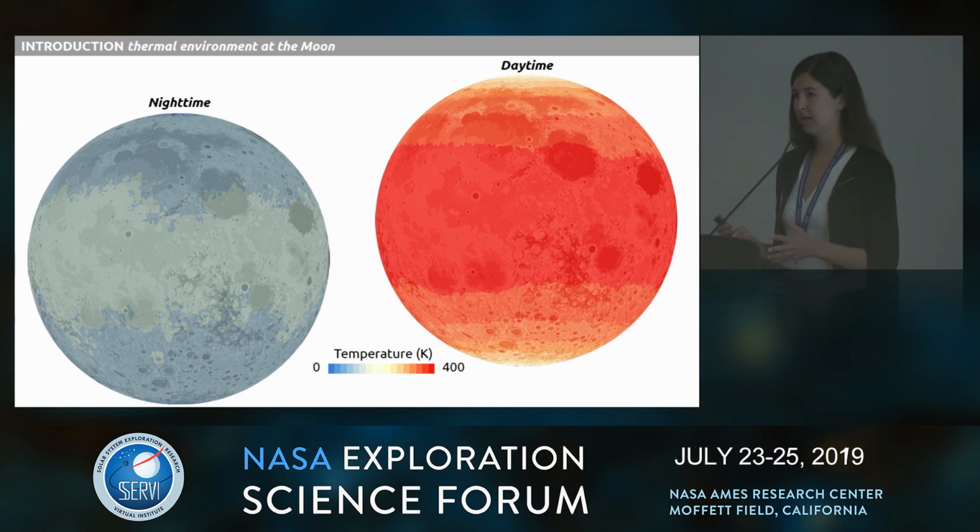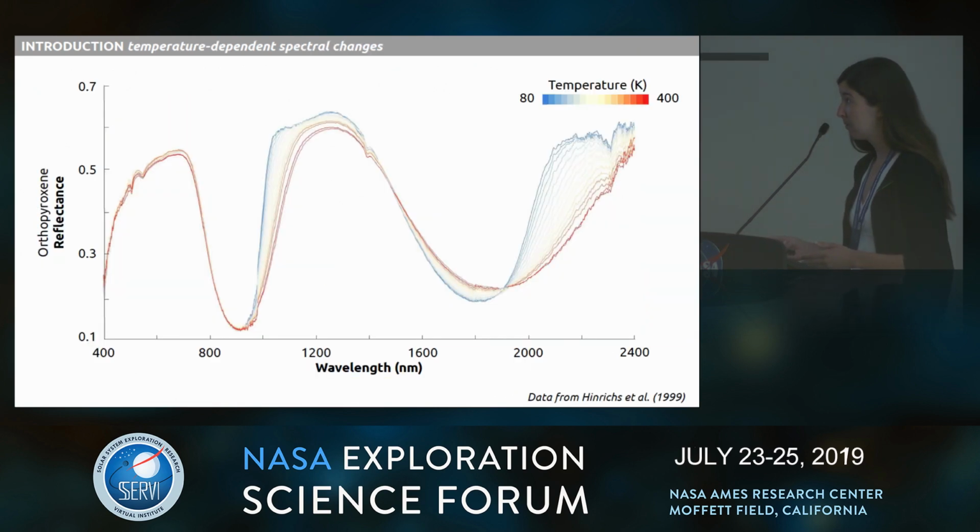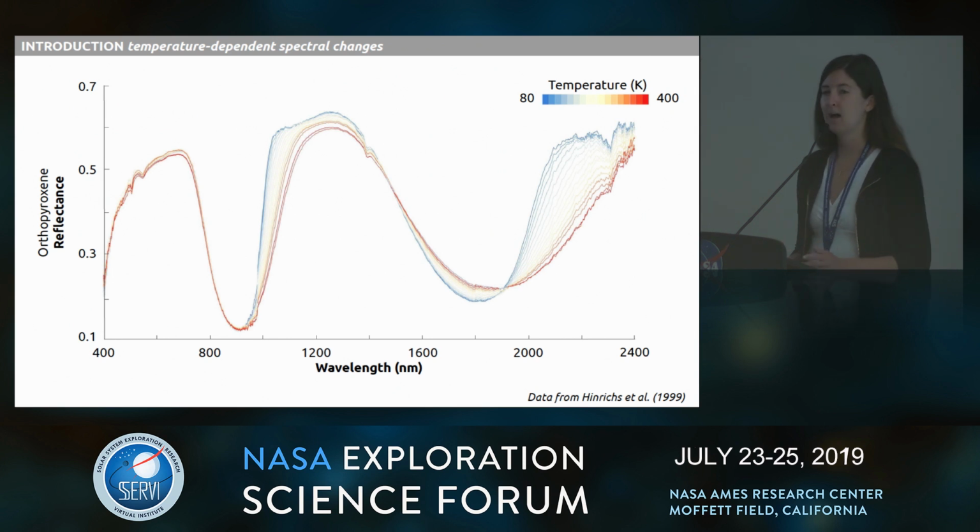So temperature variations can control the size and the shape of the crystallographic site, and this controls the position and the depth of major absorptions. So for example, here are a variety of pyroxene spectra that were collected at a variety of different temperatures, ranging from colder temperatures shown in blue at 80 Kelvin, increasing up to warmer temperatures shown in the red colors at 400 Kelvin.